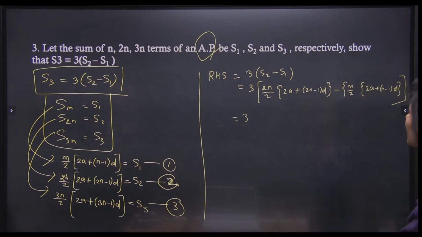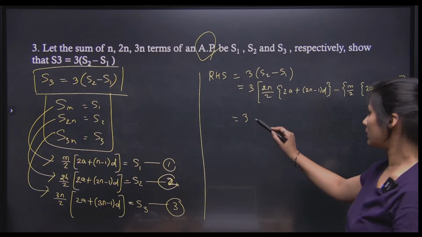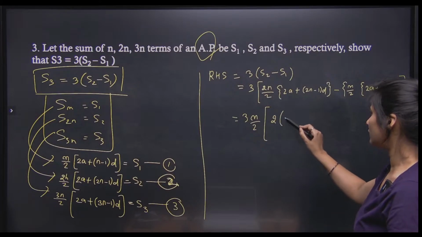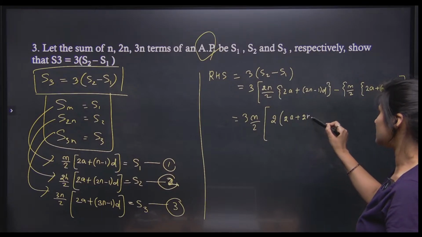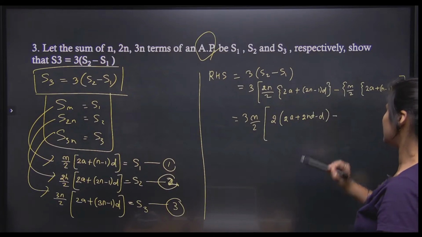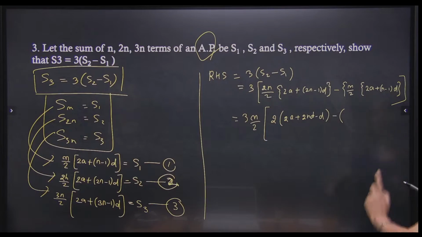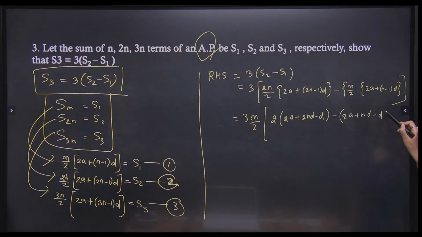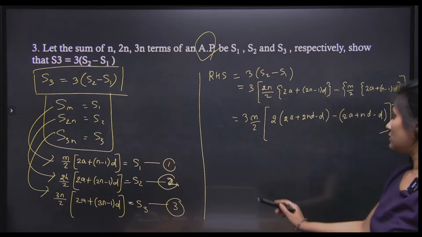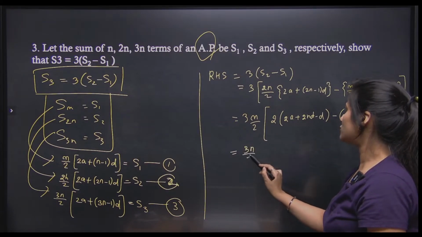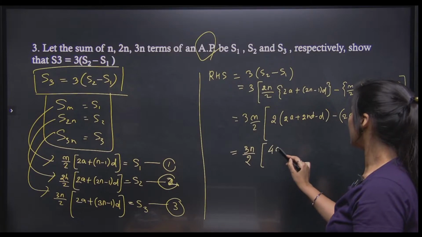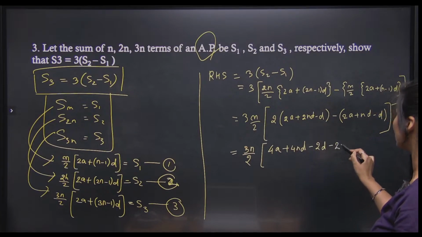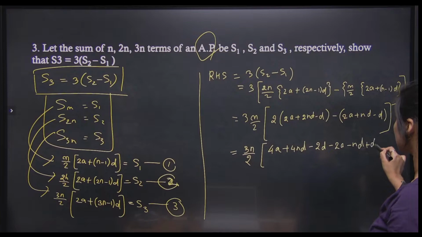Now see, we can take n by 2 common. So what we have now? I have taken n by 2. So we have 2 into (2a plus 2nd minus d) minus, again I have taken n by 2, so we have (2a plus nd minus d). That's it. So it is 3n by 2, (4a plus 4nd minus 2d minus 2a minus nd plus d).